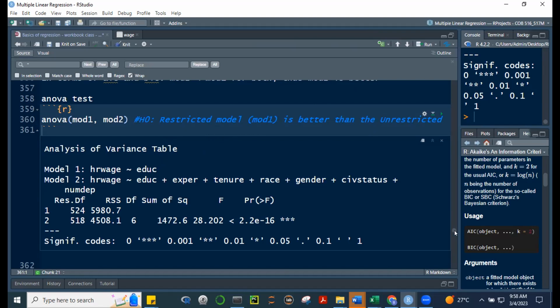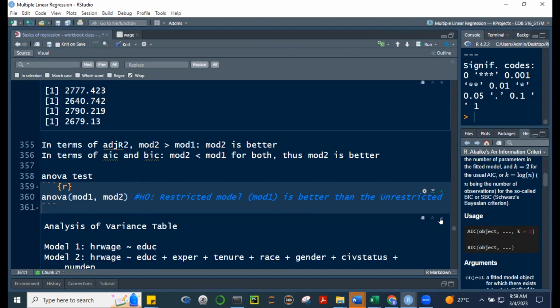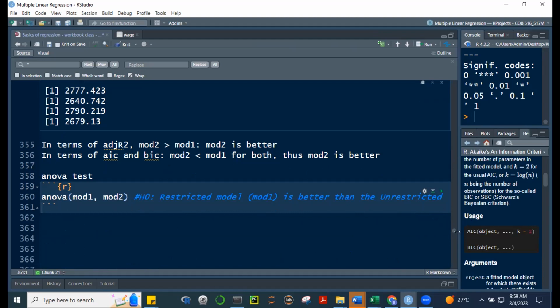So we were able to statistically infer, including based on adjusted R squared, AIC, BIC, and statistical tests, that the unrestricted model, model 2, is better than model 1. Sometimes these conflict. Adjusted R squared might give us a different answer, and AIC, BIC might give us a different answer. But we will always refer back to this ANOVA test of variance. All right, so I hope it's clear, class, that indeed model 2 is better.